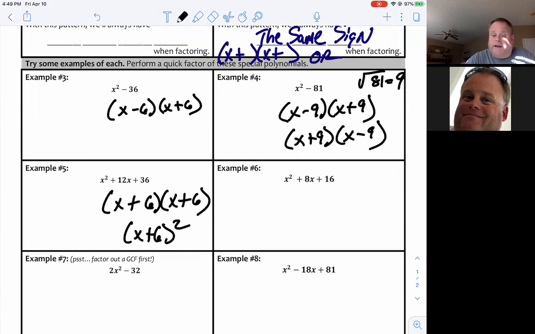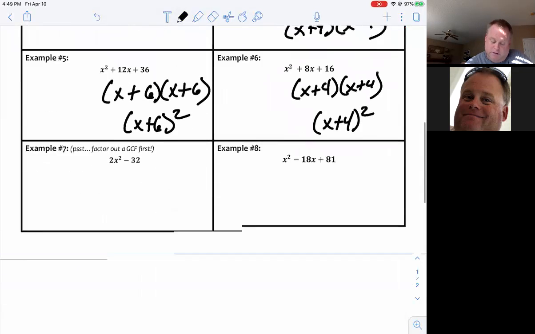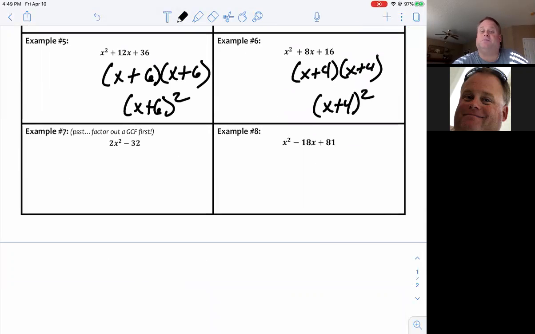All right, the next one, x squared plus 8x plus 16. 16 is a perfect square of 4. 4 plus 4 is 8. So I know that this is x plus 4 times x plus 4, or x plus 4 squared. And then your last two problems of the school year in notes.